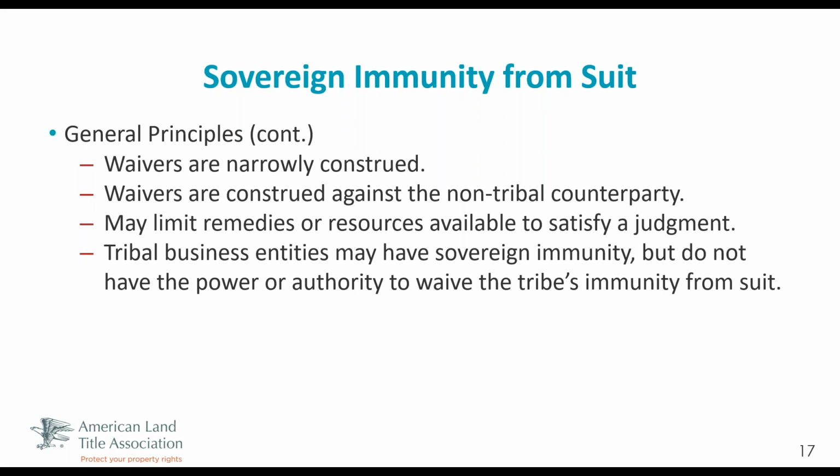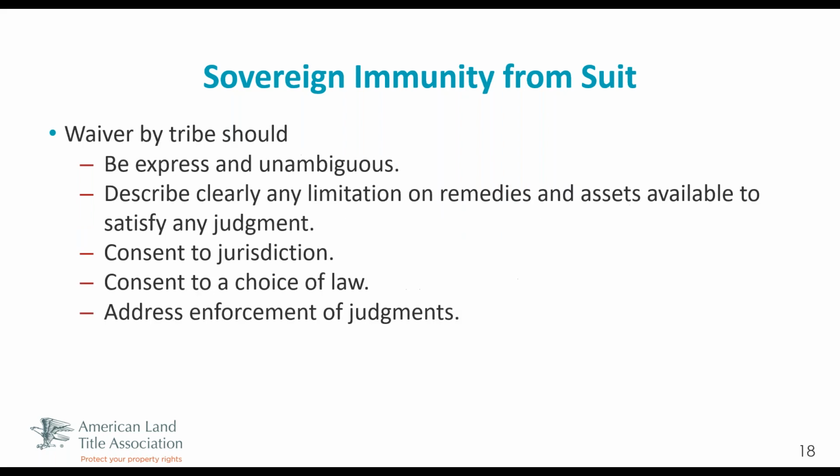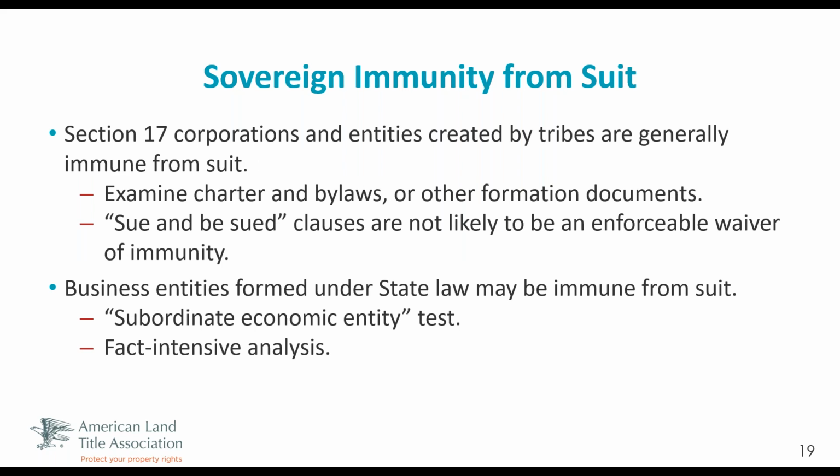Okay, so if we look at who's immune from suit, there are a couple of big categories. There are entities called Section 17 corporations. These are federally chartered, 100% tribally owned corporations. They are literally chartered by the federal government under federal law. So if you see a constituent document of an entity with whom you're dealing and it says federal charter or charter of incorporation, you need to assume that that is a federally chartered corporation. It might not be, but it's likely to be.